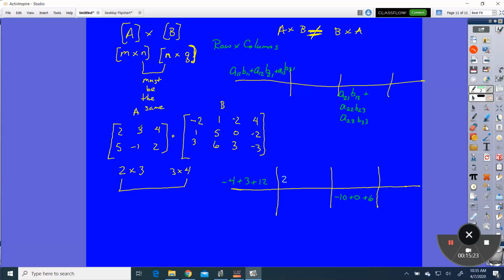Second in the row, 3. Second one in the column, 5. Multiply those together. 3 times 5 is 15. Third one in the row, 4. Third one in the column, 6. So 4 times 6 is 24.